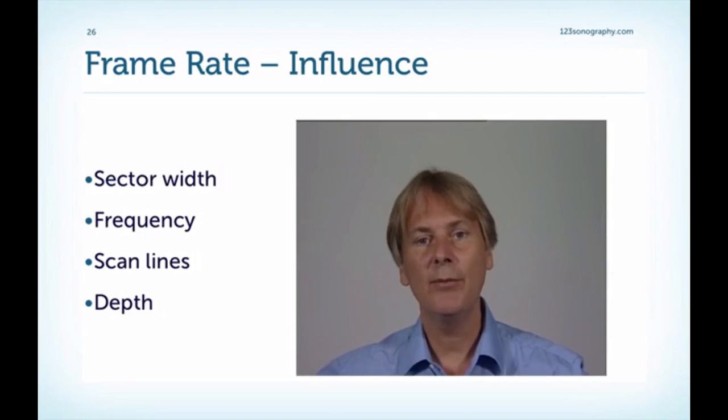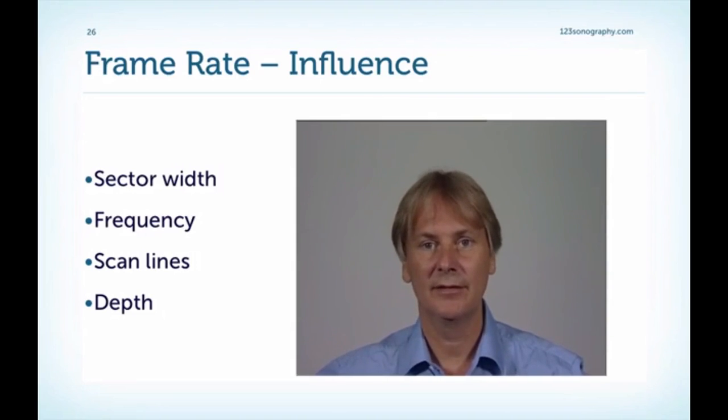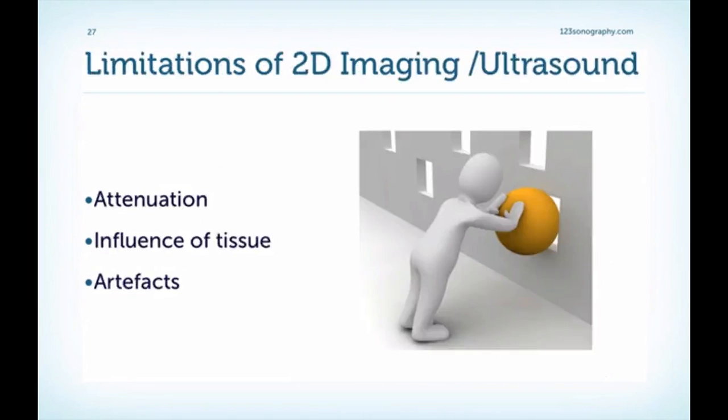So a number of factors influence the frame rate. The sector width, the frequency, the number of scan lines we have, and also the imaging depth. And finally, I would like to briefly discuss some of the limitations of 2D imaging and of ultrasound in general. In particular, I'll talk about attenuation, about the influence of various tissue, and then we have a specific chapter for you on artifacts.